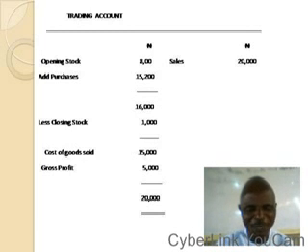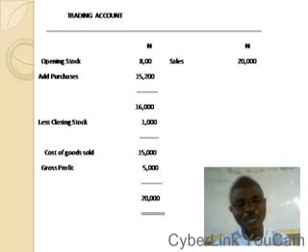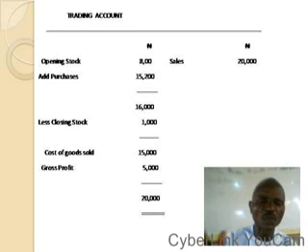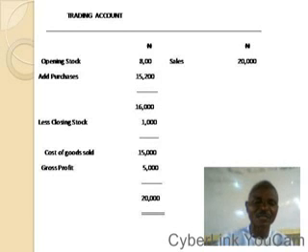Now we start from the bottom and calculate upwards. Remember, you have 20,000 and the profit is 5,000. Therefore, to calculate the cost of goods sold, remember, the cost of goods sold plus gross profit will give us total sales. This time you have the profit, so profit minus 20,000 will give us 15,000 cost of goods sold. Since the closing stock is given, we now have to calculate the purchases. For purchases, you have the opening stock, add purchases.